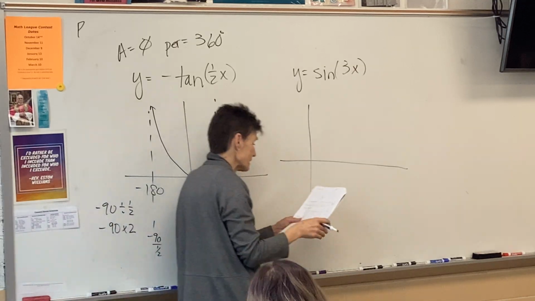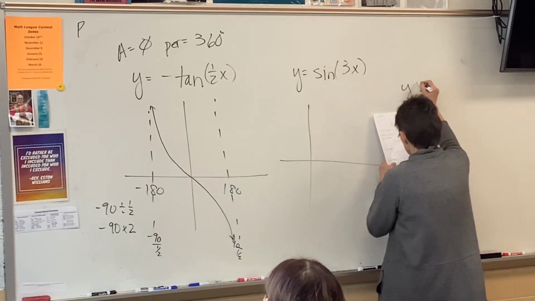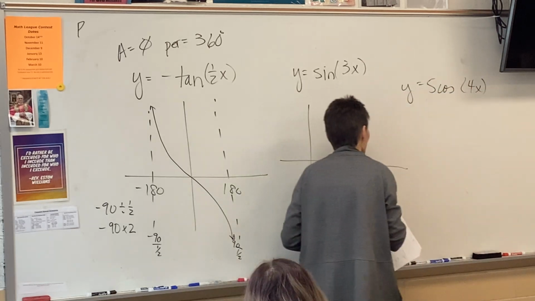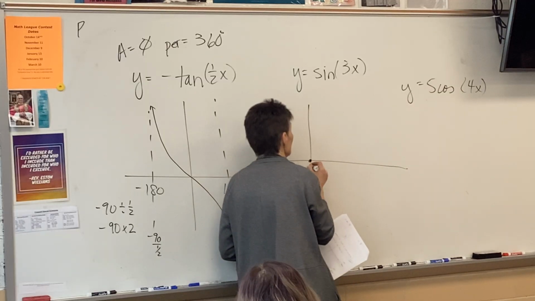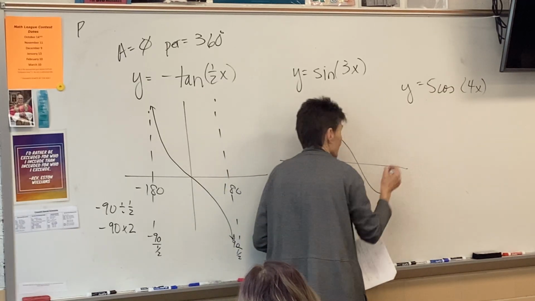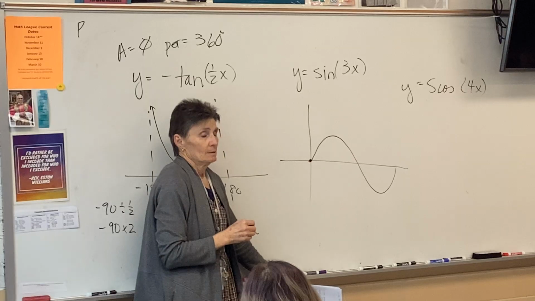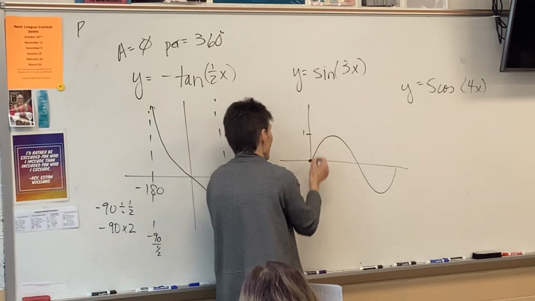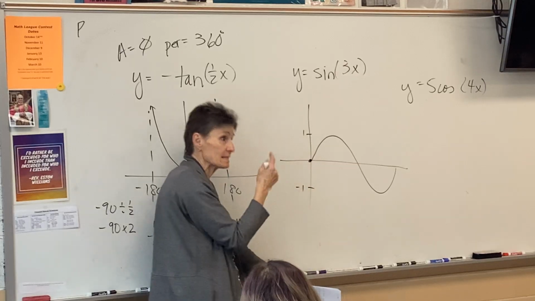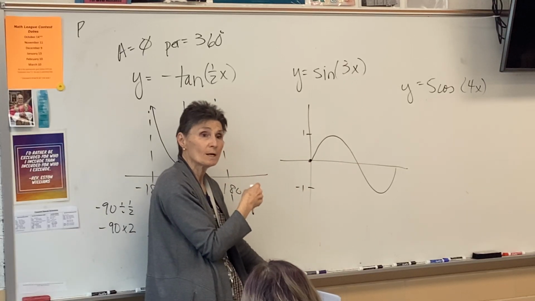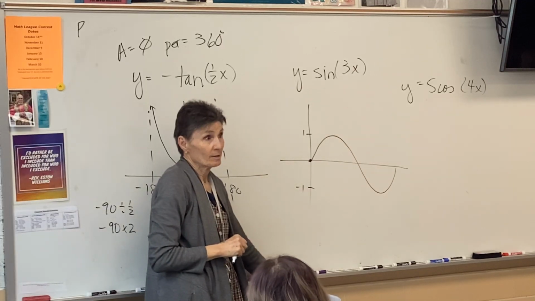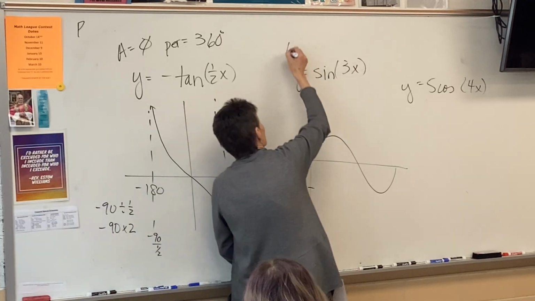All right, now I got a sine. What do I remember about sines? Well, they start at the origin and have a hill and a valley. Normally, the hill goes up to 1 and down to negative 1, and that's exactly what this one's going to do because there's nothing out in front to change it. So the amplitude is 1.